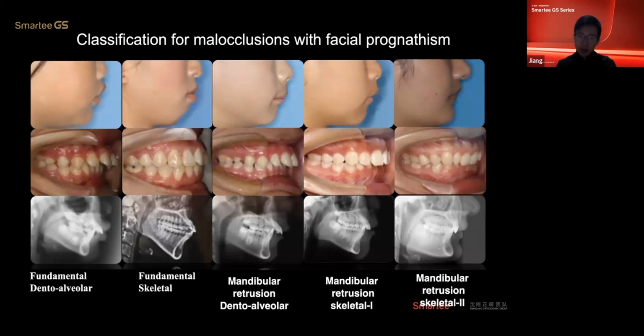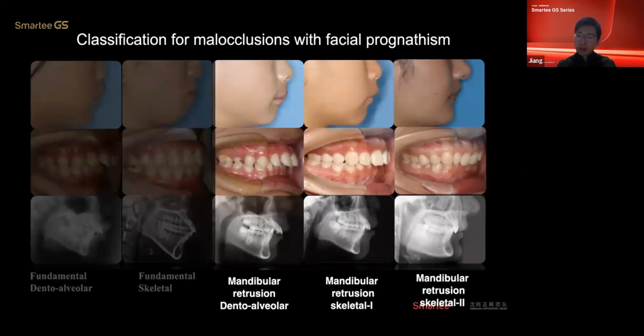So how to deal with this kind of problem? We may use extractions, or we can use vertical control in order to rotate the mandible. But there is a high demand on anchorage control, torque control and vertical control. And we should notice that this kind of patient is susceptible to TMD or condyle resorption.